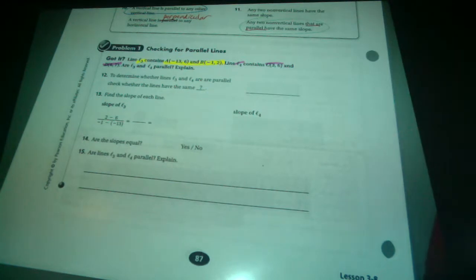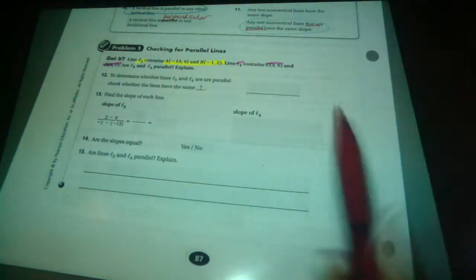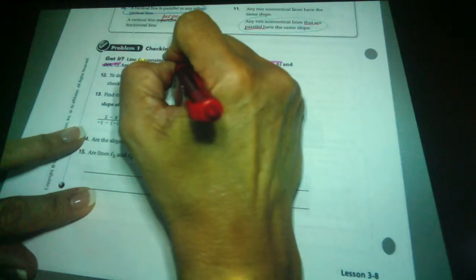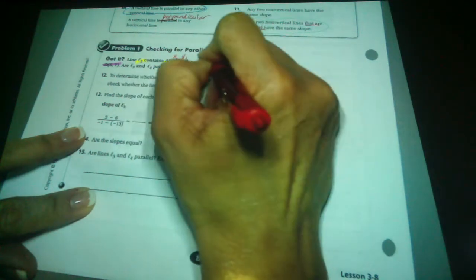We have to find their slopes. So that's the very first thing we're going to do: find slopes. So I'm going to let this be x sub 1, y sub 1, x sub 2, y sub 2.